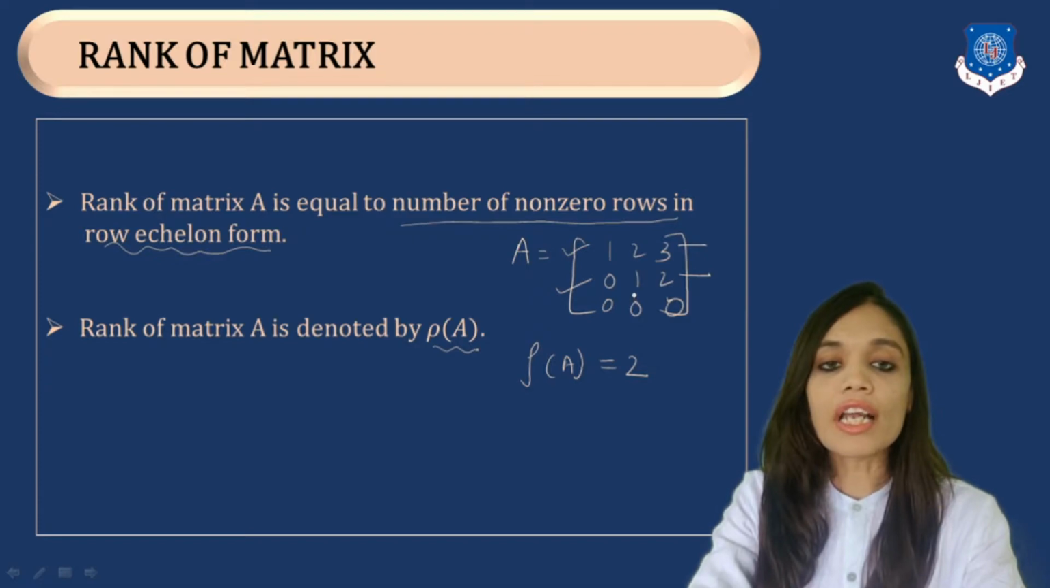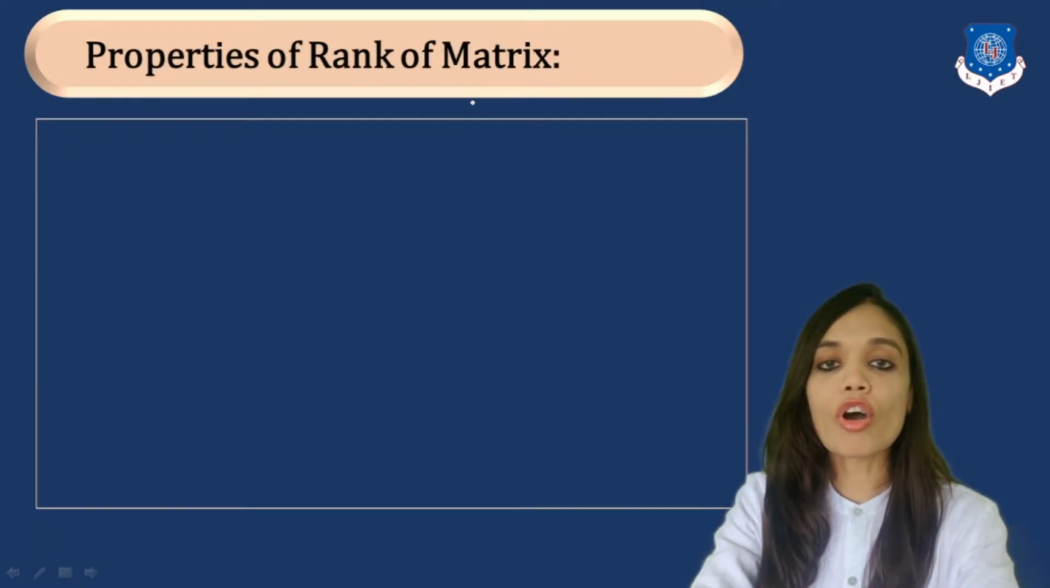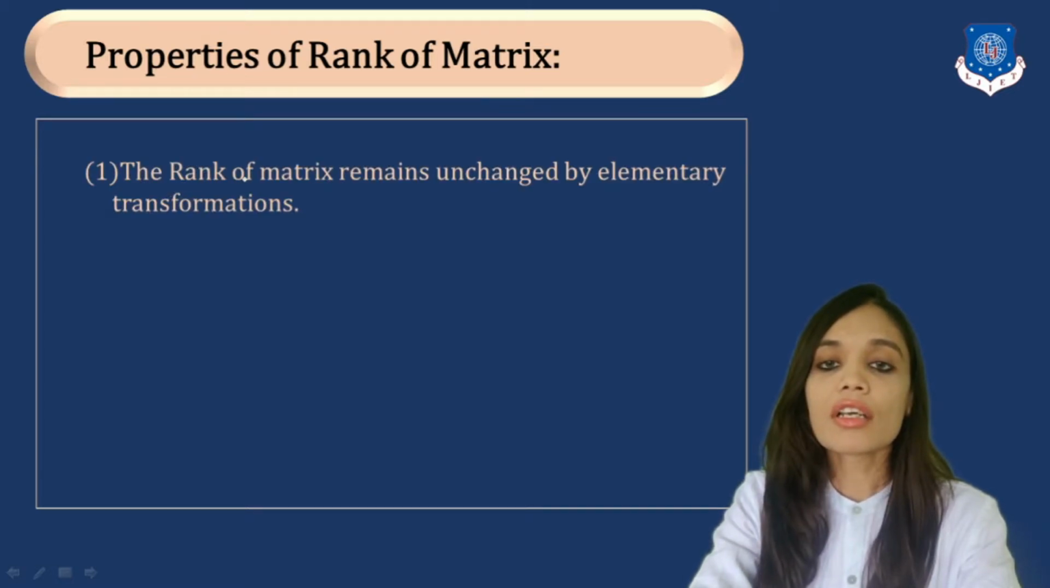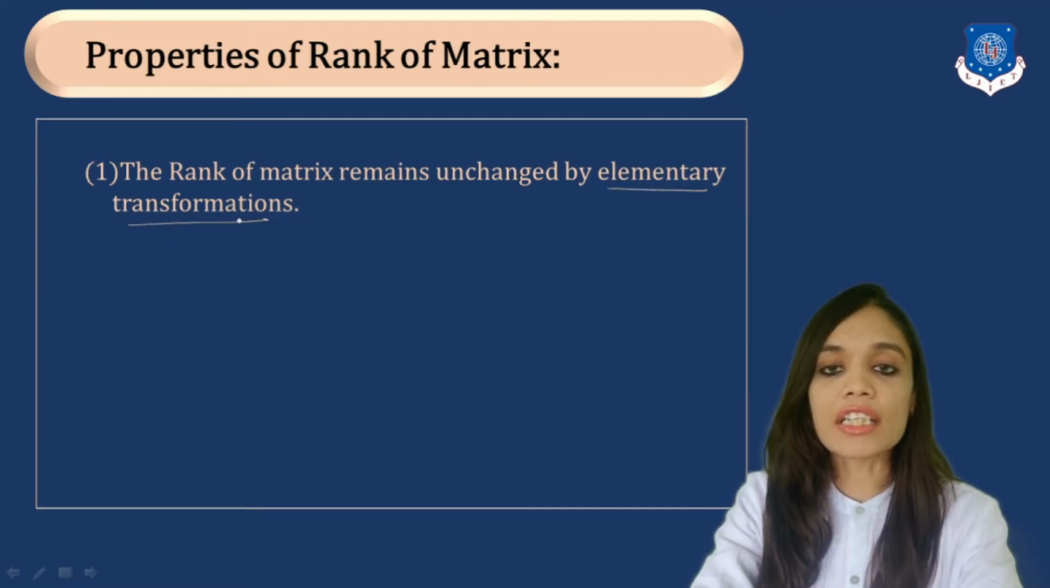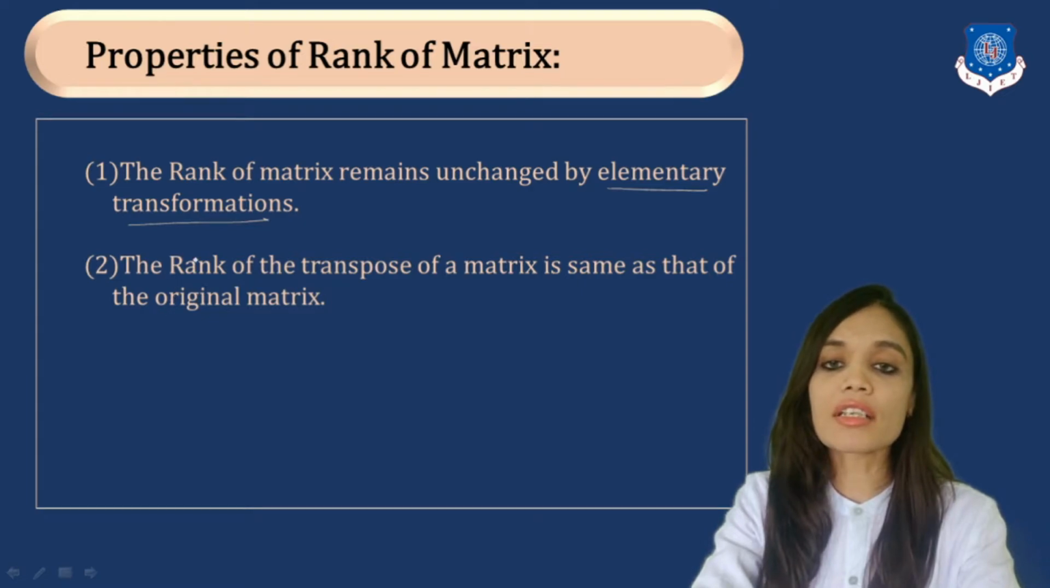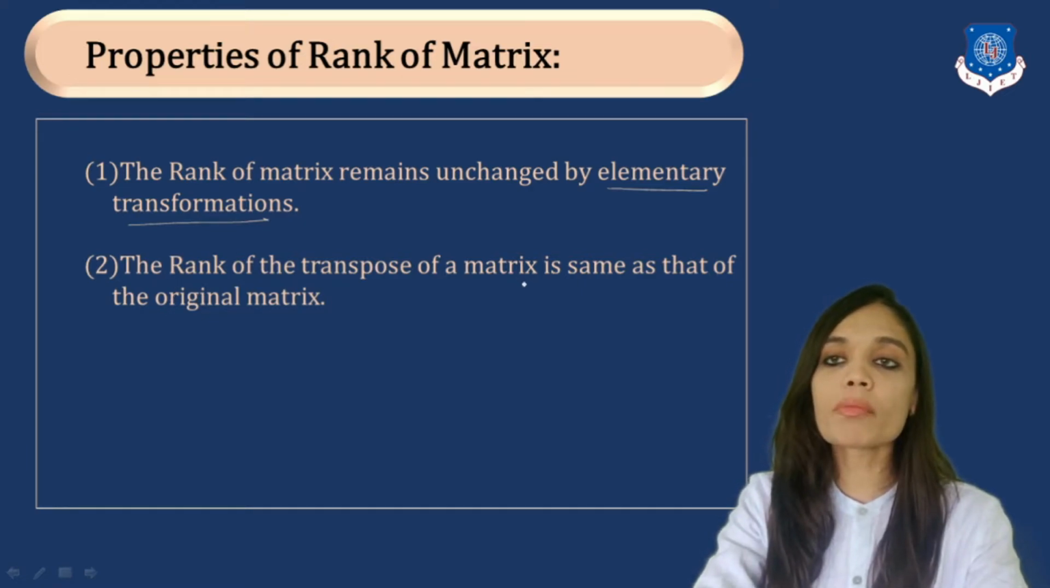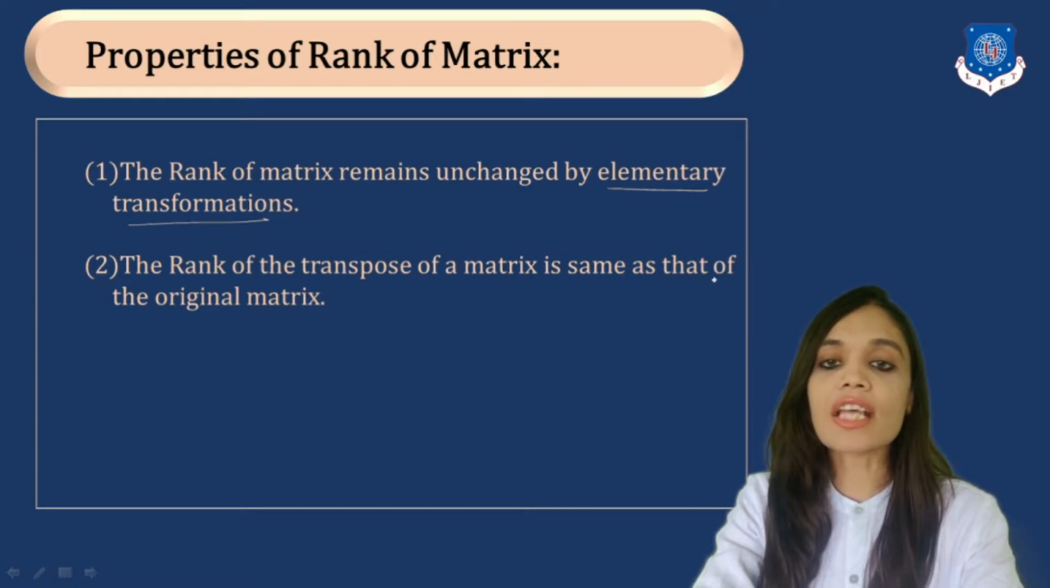Okay. Now let us study the properties of rank of a matrix. The first property is that the rank of a matrix remains unchanged by elementary transformations. That is, however we apply the row operations, the rank remains the same. The next property is that the rank of the transpose of a matrix is the same as the rank of the original matrix. So firstly, let me define the transpose of a matrix.